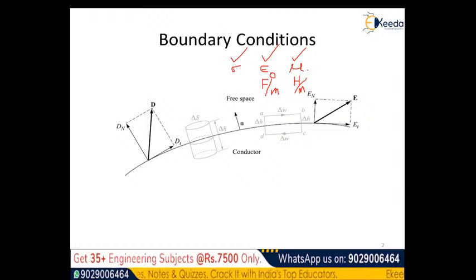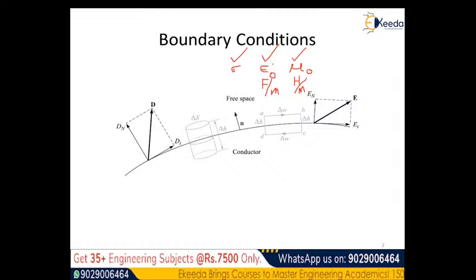So for free space, the permeability we have taken to be denoted by mu 0 here. That value was introduced while you learned the Biot-Savart law, and it holds the value 4 pi into 10 raised to the power minus 7 Henry per meter here.